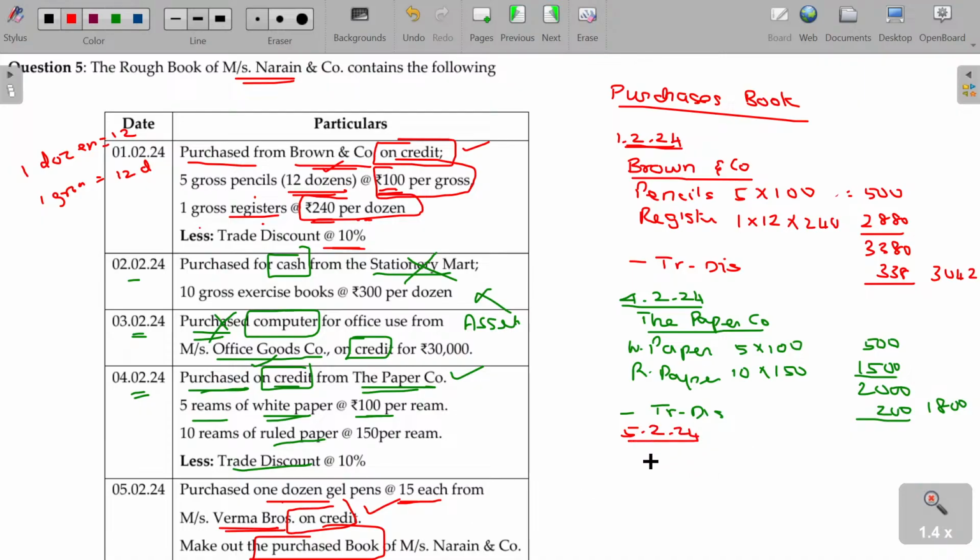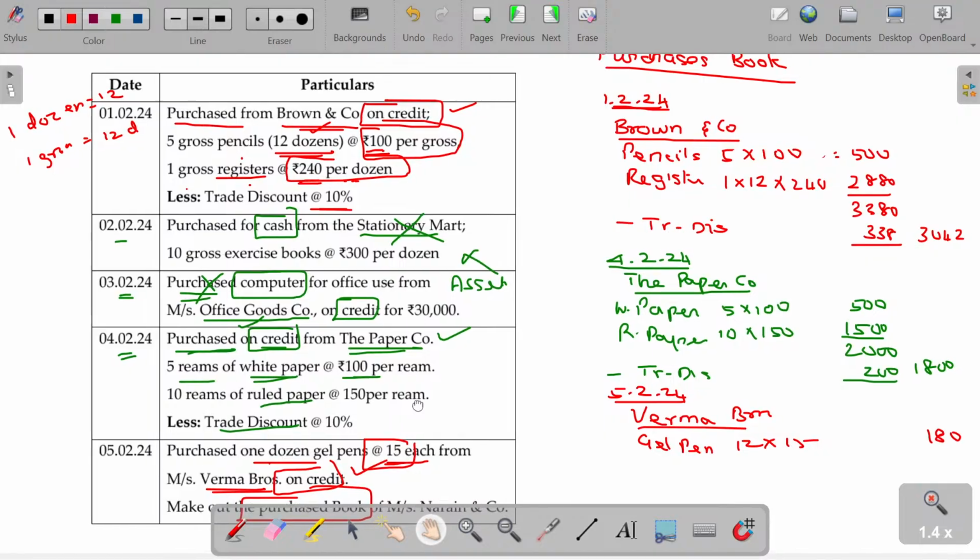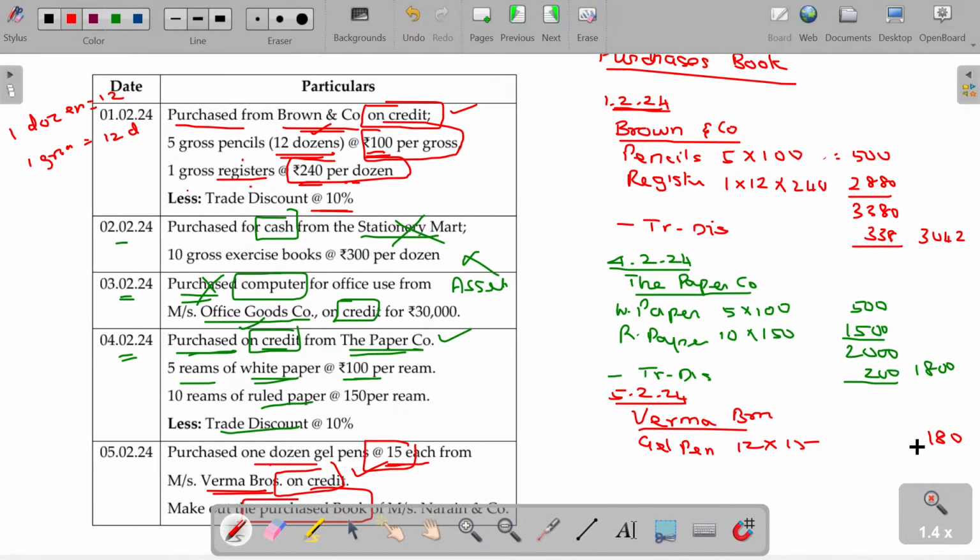Okay, we purchased it from Verma Brothers. So the name is very, very important as it is a credit transaction. The item purchased from them being gel pen. Clear? How many pens? 1 dozen. 1 dozen is equal to 12. Per pen costing rupees 15. So 180. Is that clear? Now tell me the total here. I think the total being 5022.